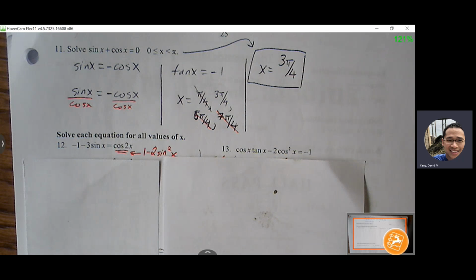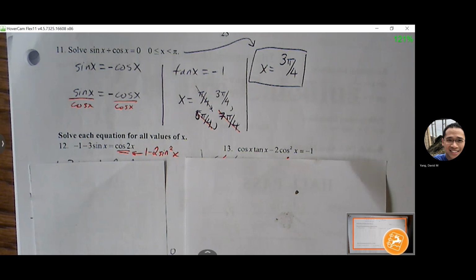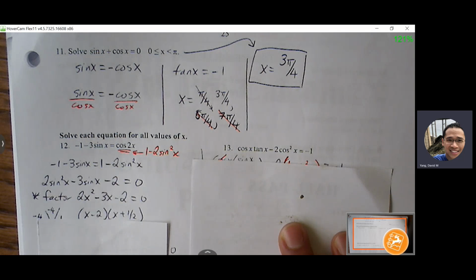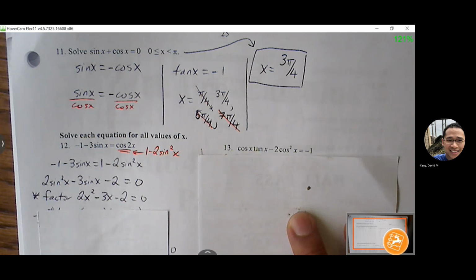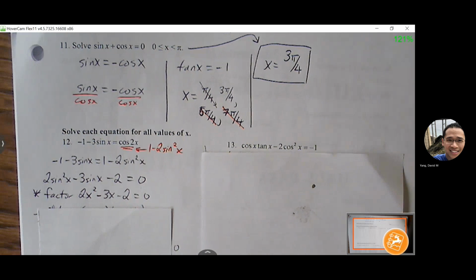Okay, number 12. More double angle identity. Everybody good with 11?